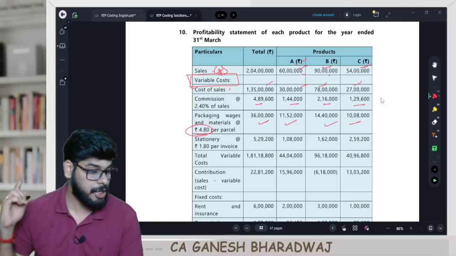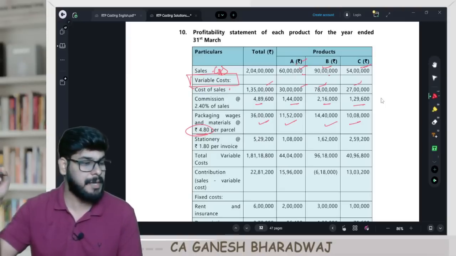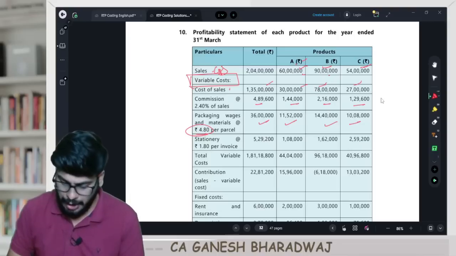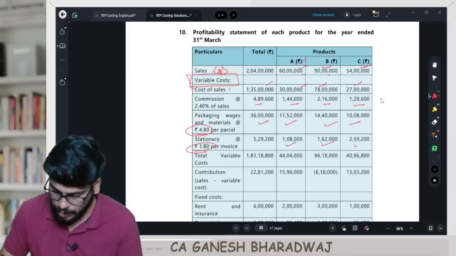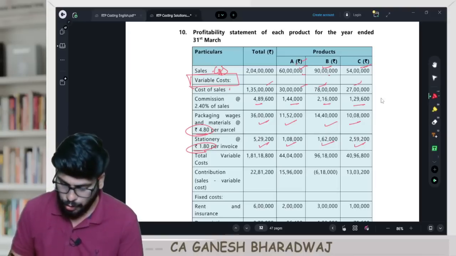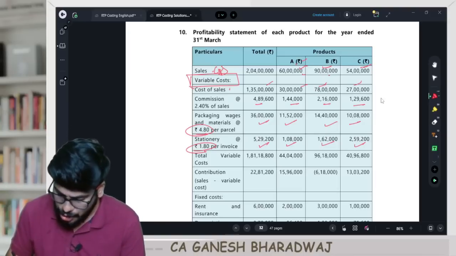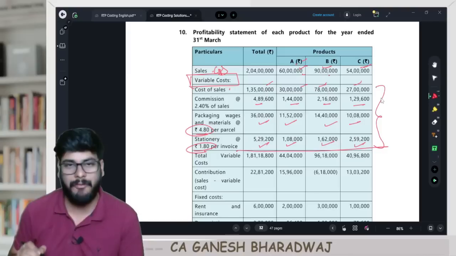Similarly, the stationery, they have given it as 1.8 rupees per invoice. Number of invoices for A, B, and C: 60,000, 90,000, 1,44,000. Respectively, you multiply it with 1.8 rupees, you get 1,08,000, 1,62,000, and 2,59,200. You add up the three, you get a total of 5,29,200. As simple as that. So now you can total up all the variable costs. This is the sum total of variable cost.